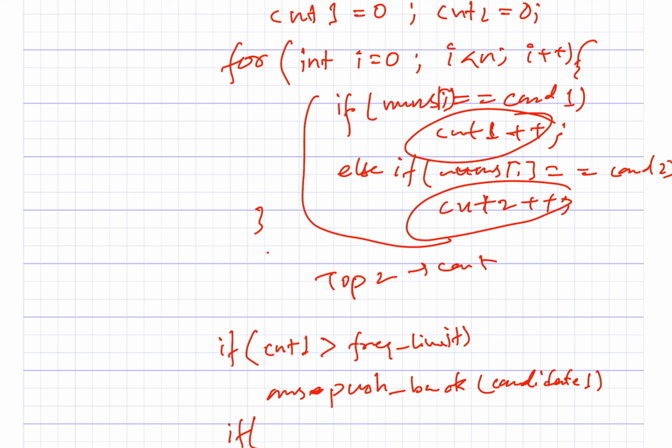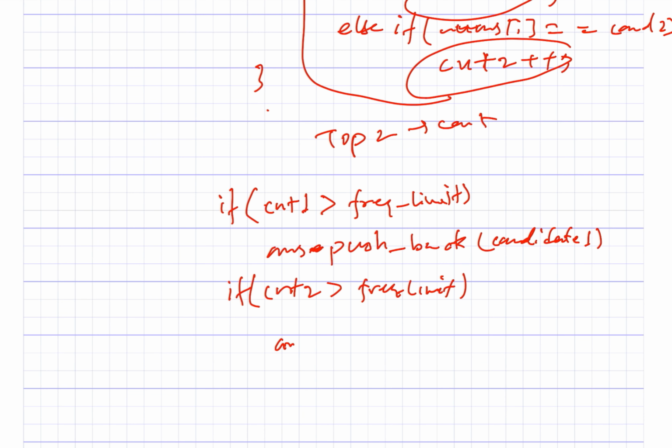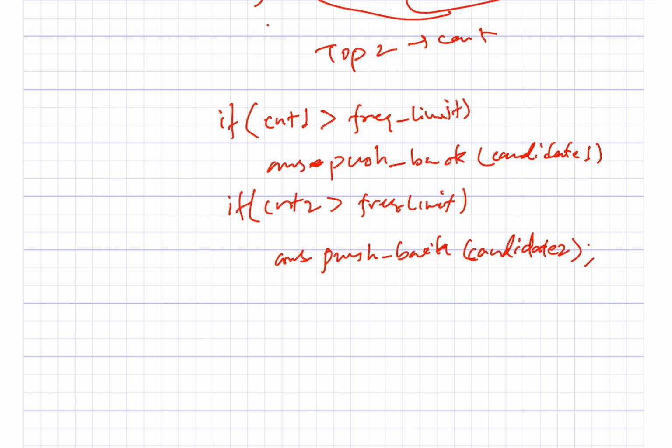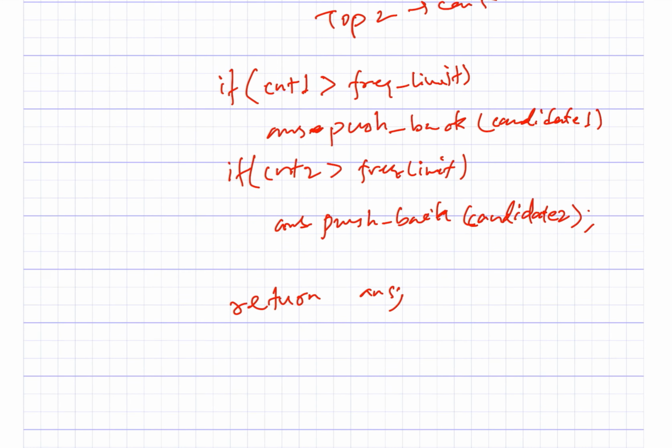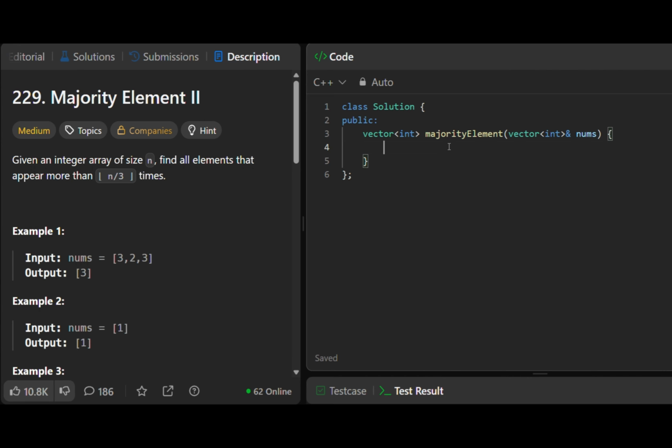Again we will check if count of 2 is greater than frequency limit. We will also push it to our answer array. That's all, and at last we will return our answer array. That's the solution.